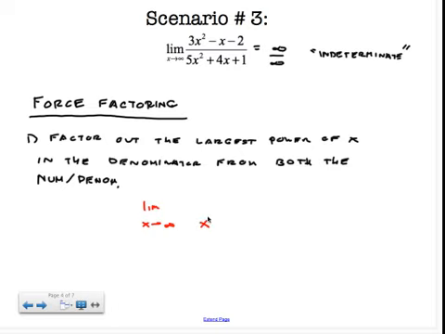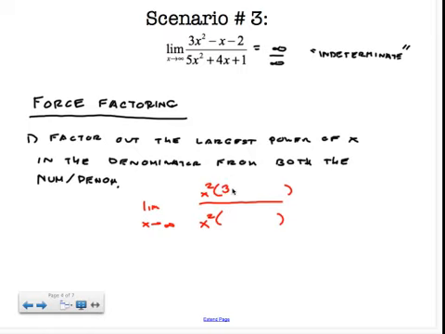And what I need to do is factor out an x squared from the top, the numerator, and the bottom, the denominator. So what happens when I do that? This is why it's called force factoring, because this is not a natural thing to do. All right, the first term is clearly 3.